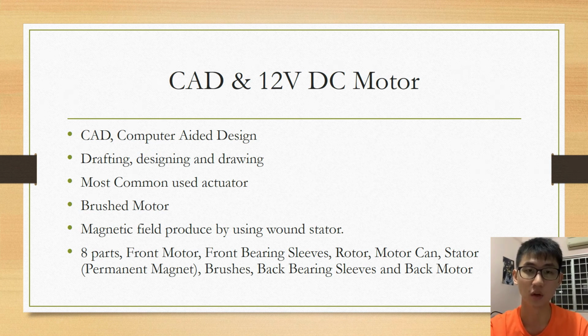DC motors are made up of 8 component parts, which are the front and back motor can, front and back bearing sleeves, rotor, motor can, stator, and brushes. Therefore, we need to illustrate all the parts in detail in this project.